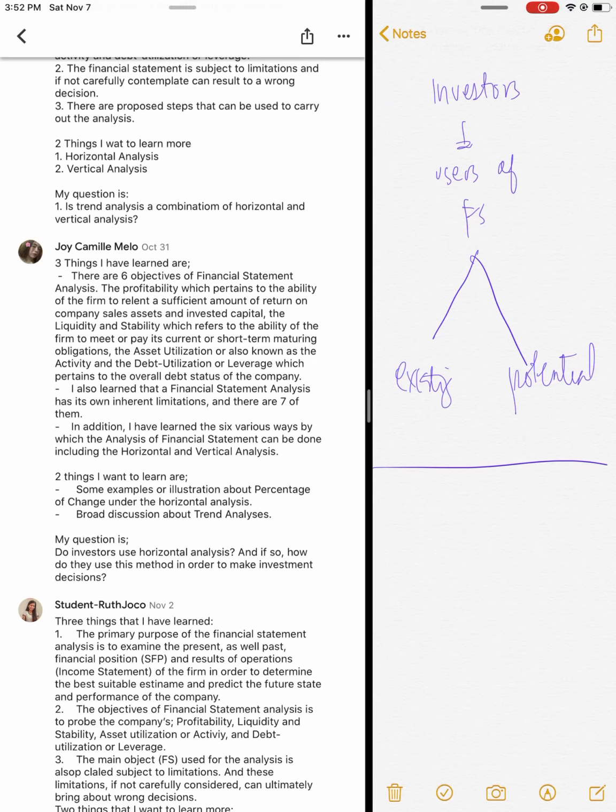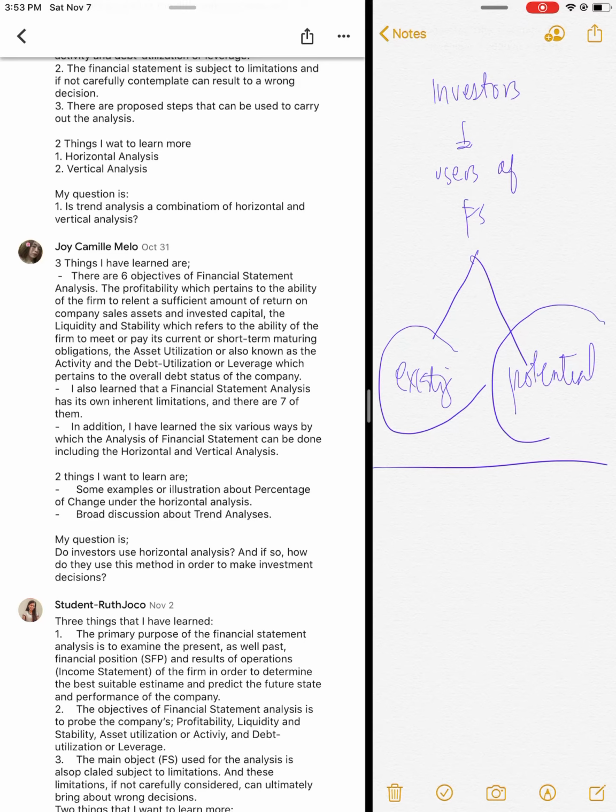Okay, kasi wala ka namang i-compare kung obviously kapag hindi available ang financial statements. Kung existing stockholder ka, you might have an access on the financial statements. But if you are a potential investor, not all times ay meron kang access, unless publicly traded ang company or publicly traded ang stocks ng company. So, do they use the method?